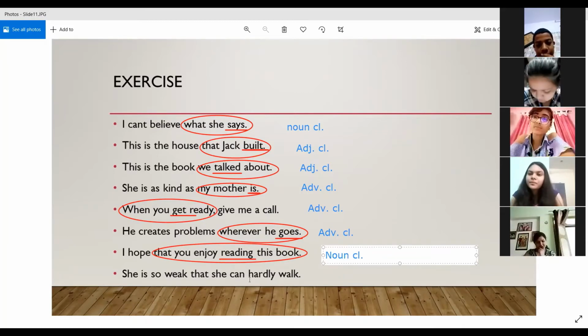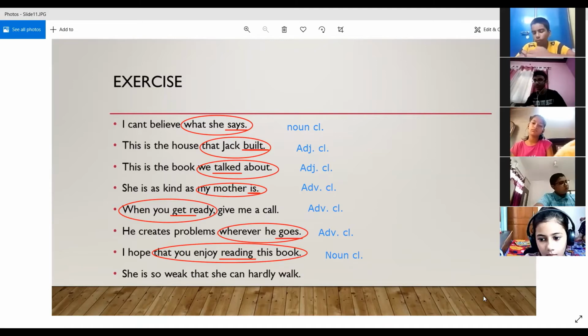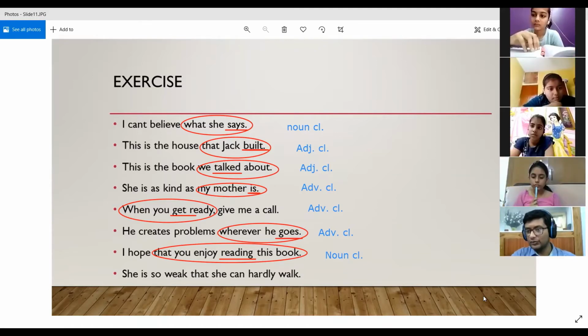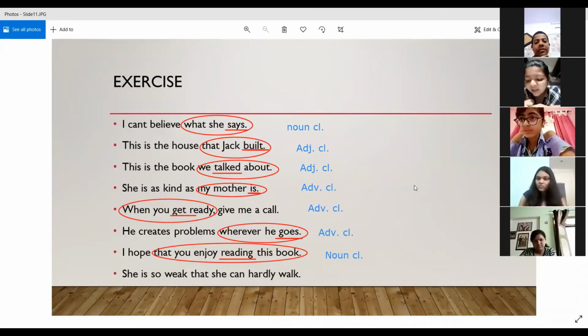All right. She is so weak that she can hardly walk. Who is going to answer this one? Any new student? Has Arushi answered till now? Yes, sir. Okay, now I have given you the permission, so you can answer. Sir, she can hardly walk. It is an adverb clause. Okay, she can hardly walk is an adverb clause. Why? Sir, because it is giving the reason why she is weak.